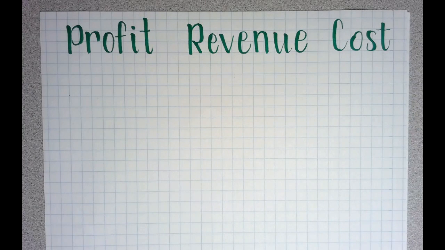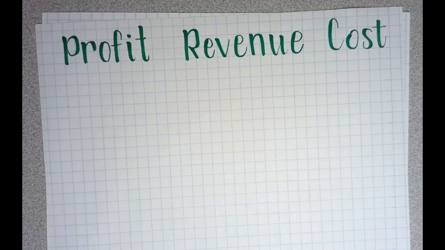Alright, so what I'm going to do right now is a quick little calculus tutorial to do with profit, revenue, and cost at the request of a friend of mine. So here we go. We have these three words written down on our paper to start everything out, and the three words are profit, revenue, and cost.